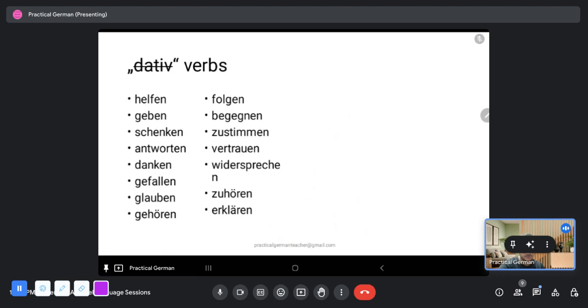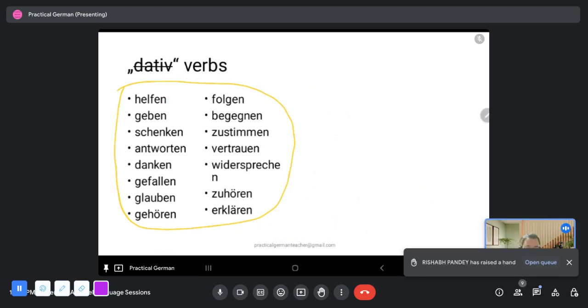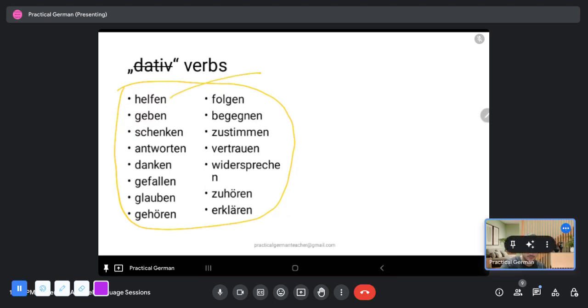Now here is a list of some dative verbs. So who wants to read for me? Myself. You go ahead, please read. You also have to give the meanings as well. Helfen is help. Yeah. And geben is give. Yeah, but I have added this as a dative verb.